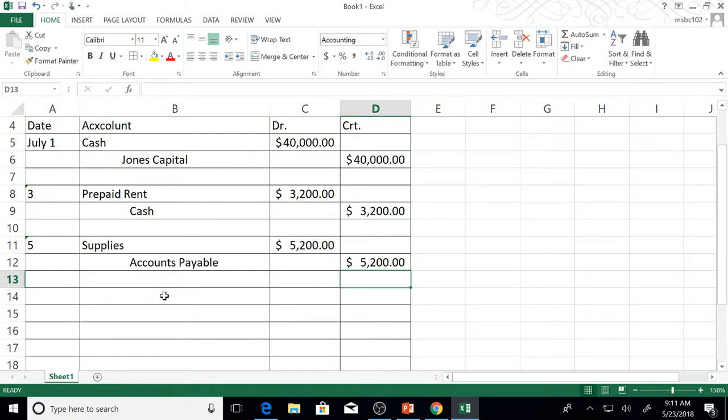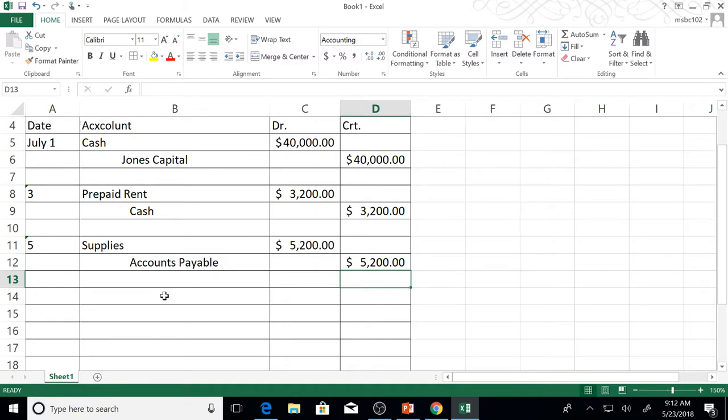So, debit, credit, debit, credit, plus, minus. The supplies went up by 5,200 and the accounts payable went up by 5,200. So the balance in supplies as of this moment is 5,200. The balance of accounts payable is 5,200.